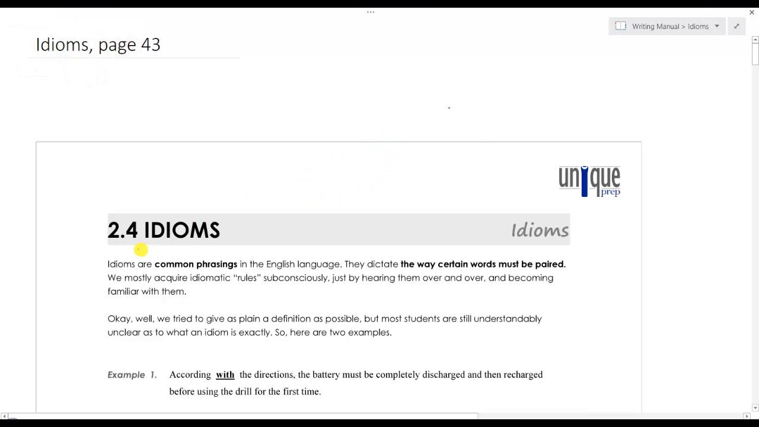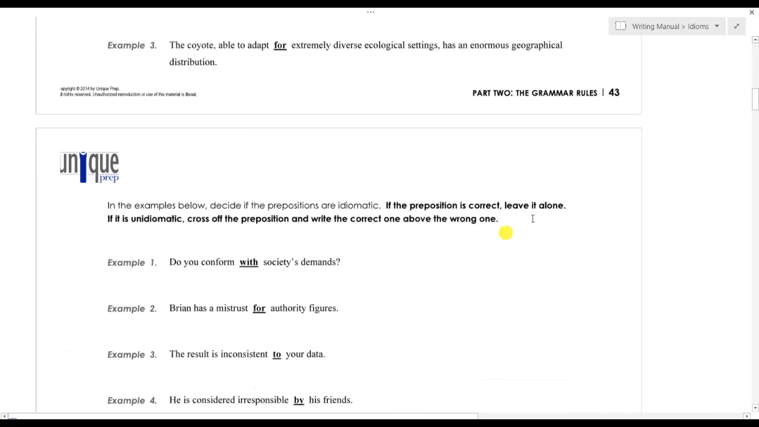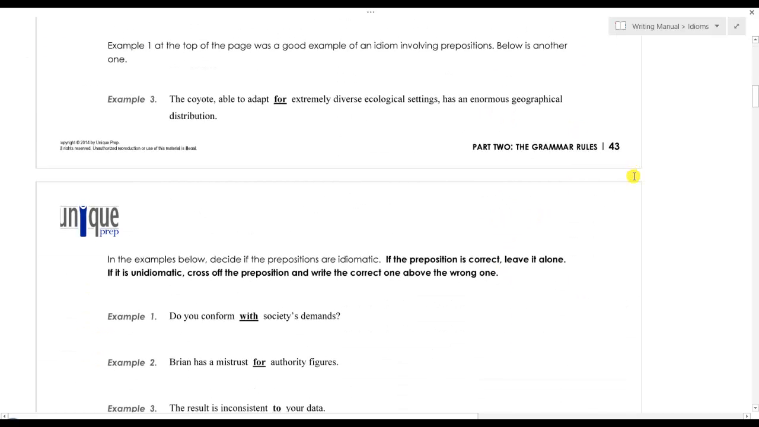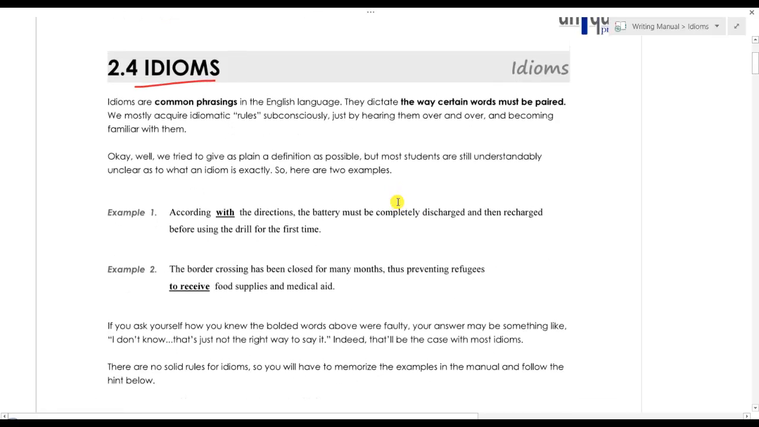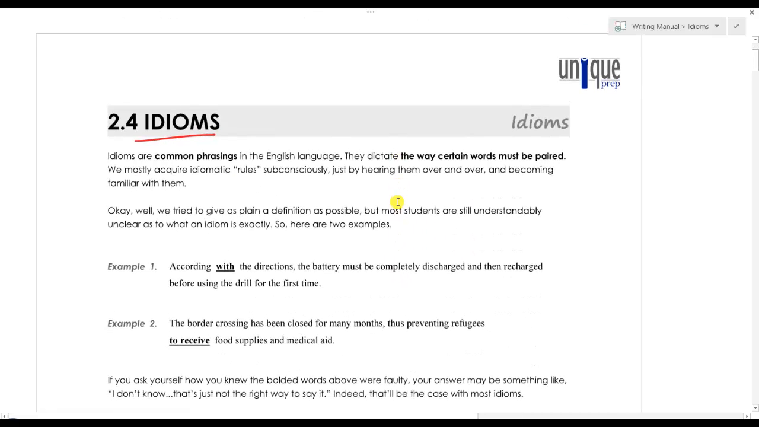Number 4 is idioms. What is an idiom? By the way, this is page 43 of the writing manual. What is an idiom? An idiom is a common phrasing in English, or really any language. Every language has its own idioms.